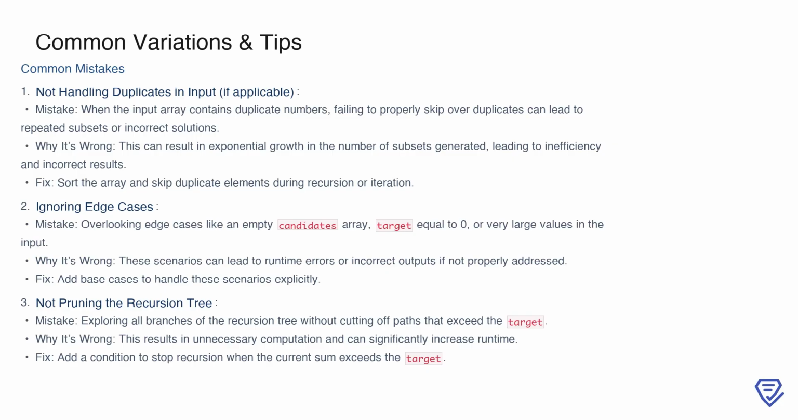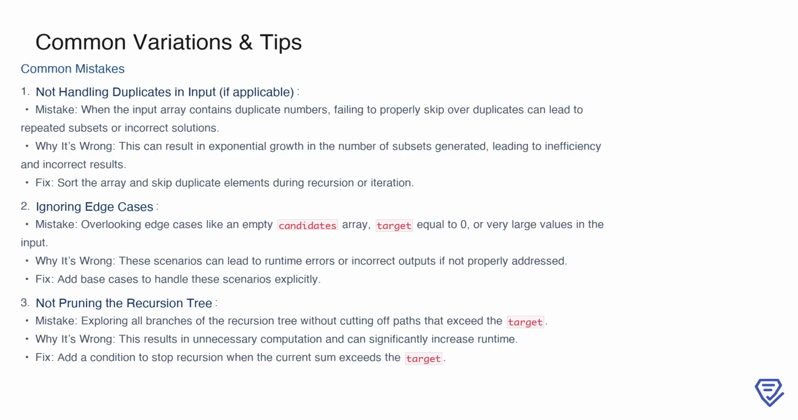Another issue is ignoring edge cases, such as an empty candidates array, a target of 0, or very large values. These scenarios, if overlooked, might lead to runtime errors or incorrect outputs. You can address this by adding specific base cases to handle these situations. Finally, failing to prune the recursion tree can cause your solution to explore unnecessary branches, significantly increasing runtime. To prevent this, include a condition to stop recursion when the current sum exceeds the target.